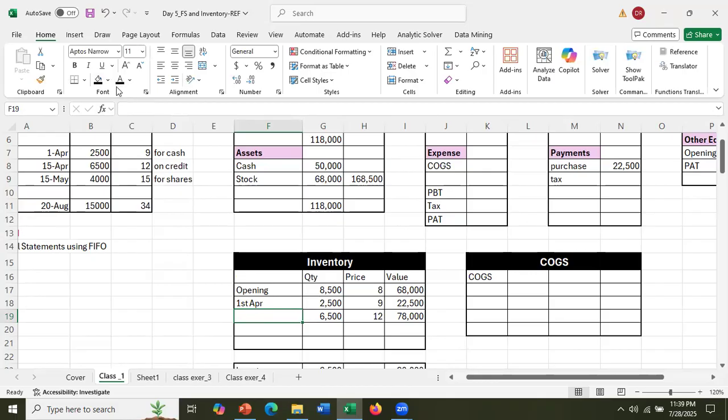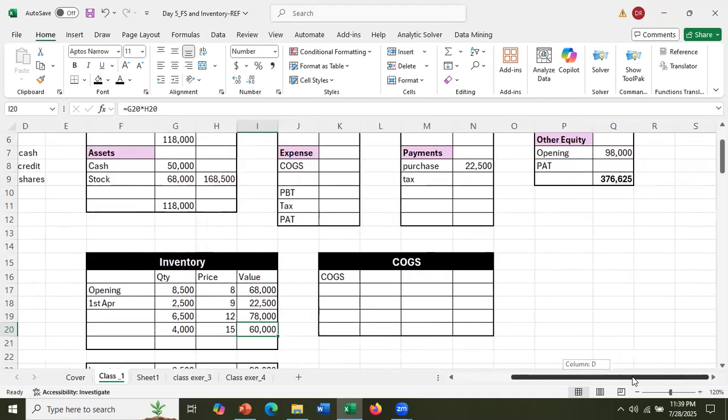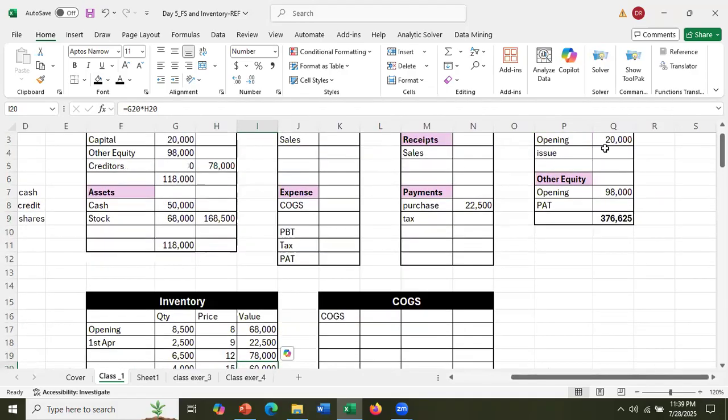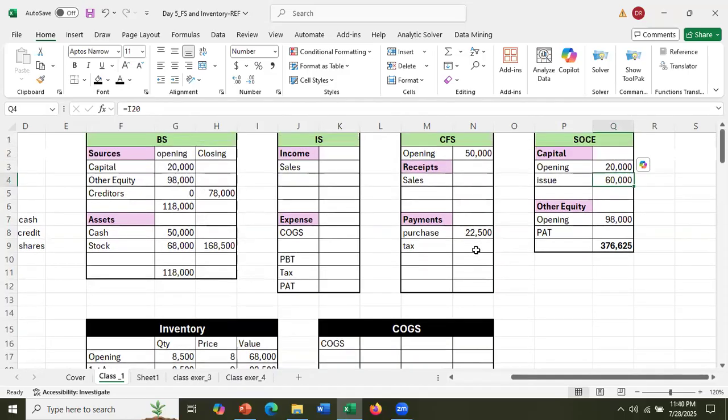4,000 units. Okay. And the price is 15. So the value is equal to 60,000. But this has been purchased for shares, not for credit or for cash. So there is an issue of shares to that extent. Issue of shares. So there is an increase in stock because of acquisition, and the acquisition has happened by issuing shares.